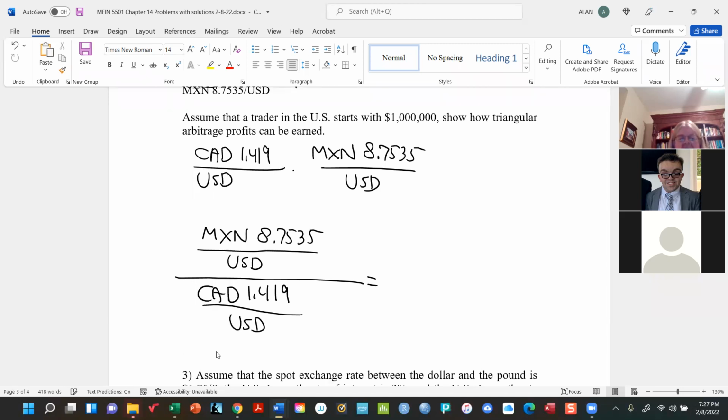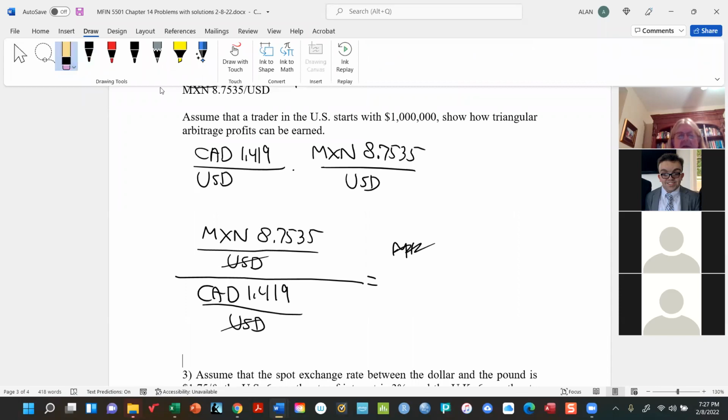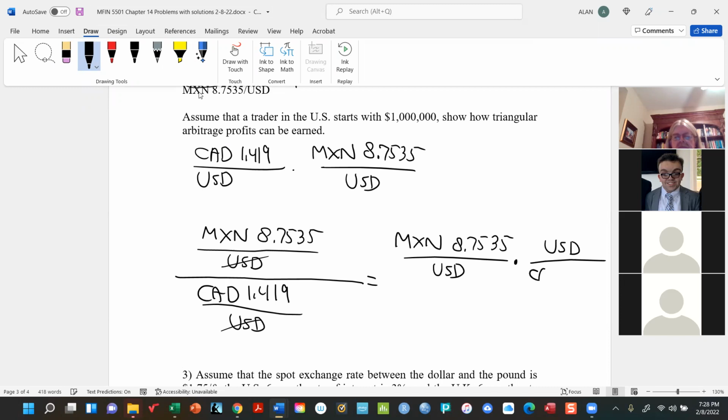So again, remember algebraically, you could cross these out. You were probably taught in high school how to do something like that. But formally, what you're actually doing here is multiplying the one in the numerator times the inverse. And then you can see, yes, the dollars cancel out.